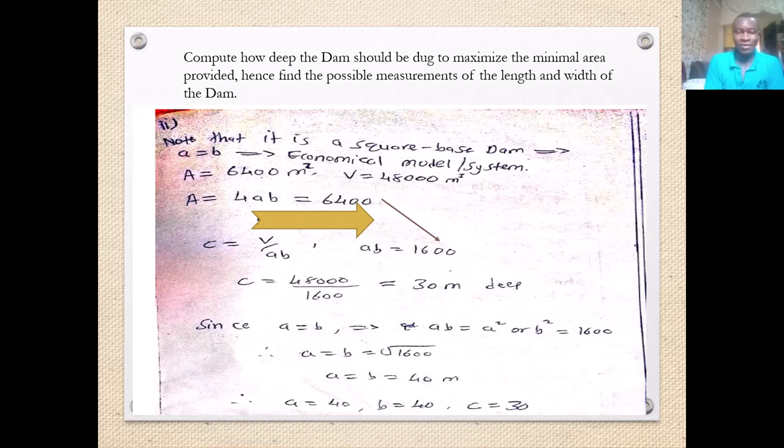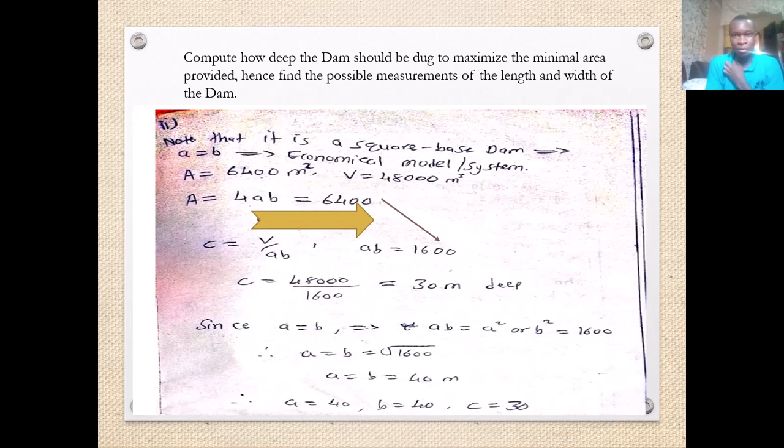So the only thing you can do is either to maximize the height or maximize the depth, because the length and the width are fixed. They are equal. In this case, because it's the most economical, they are equal. Now, having that, we are going to use the economical surface area of the cuboid system.